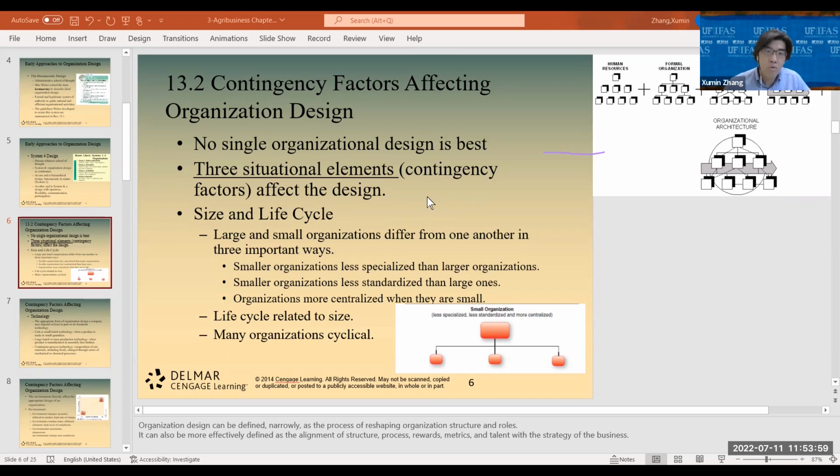We just introduced the 3 situational elements, contingency factors that will affect the organization design, and then the organization structure and organization chart. First is the size and the life cycle of the organization. Pretty much you already understand, right? A small company, a startup company, and a bigger company will have very different organization charts. Very likely at the early stage, they are very simple, they don't even need to draw charts. We call this less specialized, centralized, less standardized. You don't have that structure.